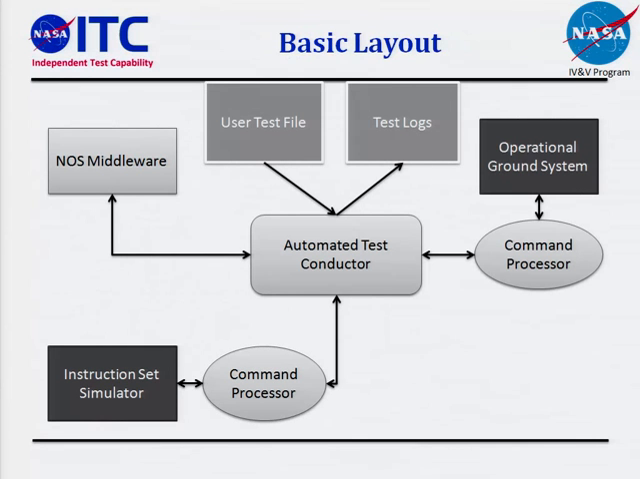So here's a very high-level overview of what the architecture looks like. As you see at the very top in the dark gray boxes, we take a list of user test files that need to be run. They're given to the automated test conductor. This is the guy that is the brains of the operation, so to say.